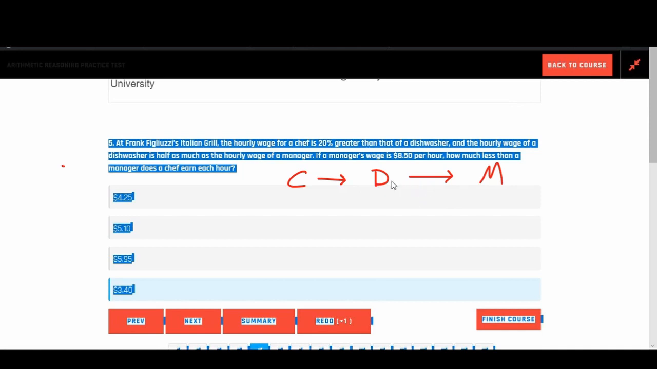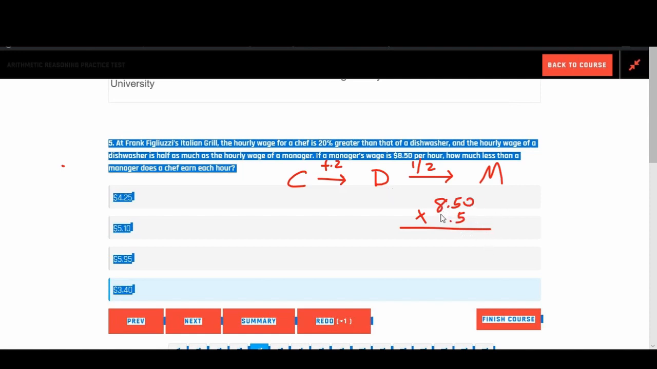And we have to go through the dishwasher to figure out how much the chef makes, because we're told the chef makes 20% more than the dishwasher, and the dishwasher makes half as much as the manager. So we know the manager makes $8.50, so we're going to multiply that by 0.5, which is the same as 1/2, to figure out how much the dishwasher makes. Once we figure out how much the dishwasher makes, we can figure out how much the chef makes. And then once we figure out how much the chef makes, we can figure out how much less the chef earns than the manager. Okay? A lot of steps, none of which are too hard, but you have to go through the hoops to get this one right.